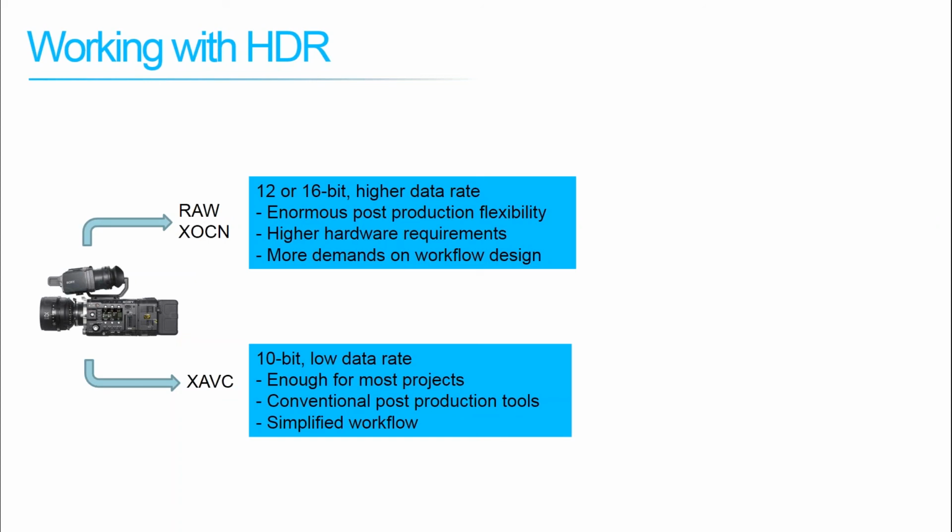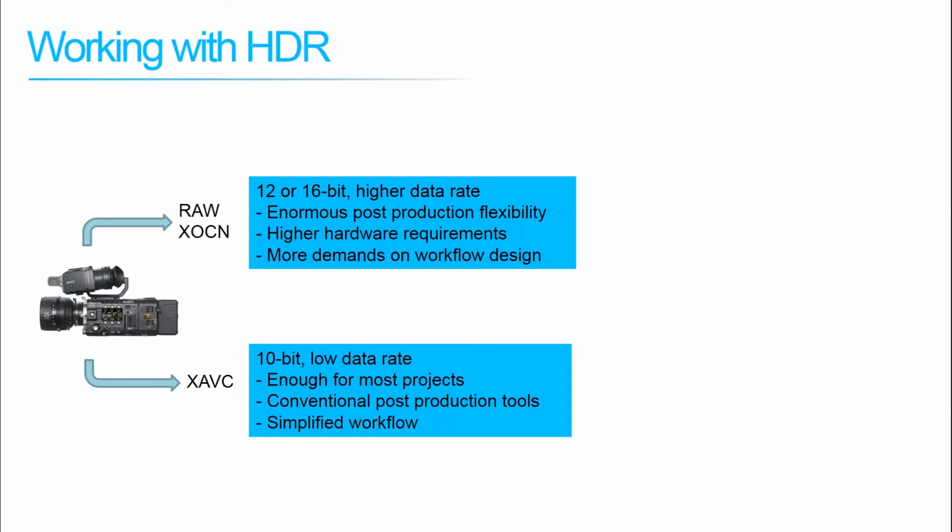In XAVC, this will work, but you don't have the full flexibility. It's only 10-bit, so you can't push it as far. But considering that we're talking about a jump to 10-bit when still today the most popular codec for professional production by far is still MPEG-2, which is an 8-bit codec in HD, it's going to give you more than that, and it is enough to record very good HDR. It will work in conventional post-production tools and is a much simpler workflow with XAVC than with RAW.